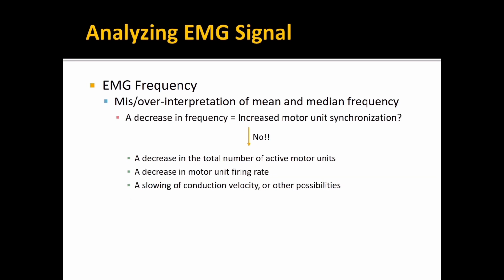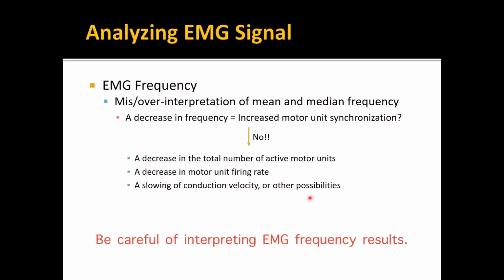And one more example here. If you have a decrease in frequency, does that mean we got increased motor unit synchronization? Not always. We can get a decrease in frequency from a decrease in the total number of active motor units, or a decrease in motor unit firing rate, or a slowing of conduction velocity, or other possibilities. That's why, again, we should be careful of interpreting mean or median frequency results.